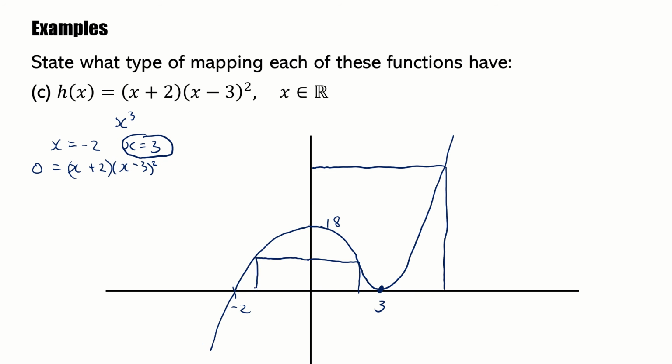There's also this x coordinate, and then, controversially, there's this x coordinate as well, that's also got that y value. So there's 3 x values that all lead to the same y value. So that's many x values leading to one y value, so therefore this is a many-to-one mapping. So that is the answer to that question.